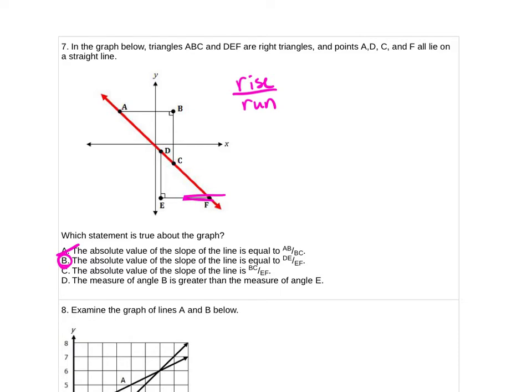Let's check the other ones just to be sure. C says the absolute value of the slope of the line is BC over EF. Well, that is rise over run, but the problem is it's not the same triangles. It's not dealing with the same segments. So that one does not work. And the last one says the measure of angle B is greater than the measure of angle E. If you look at the measure of angle B, it's a right triangle, and it's just a right angle. Measure E is a right angle. They're both 90 degrees, so that doesn't work.